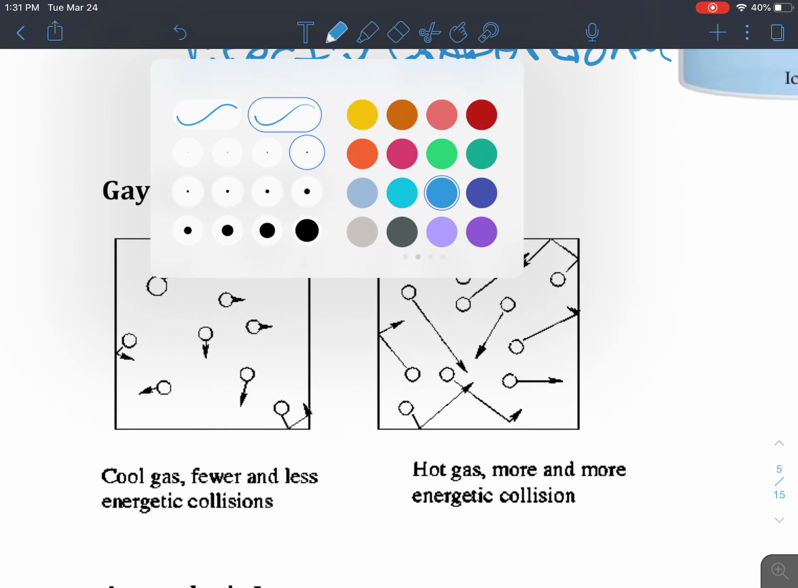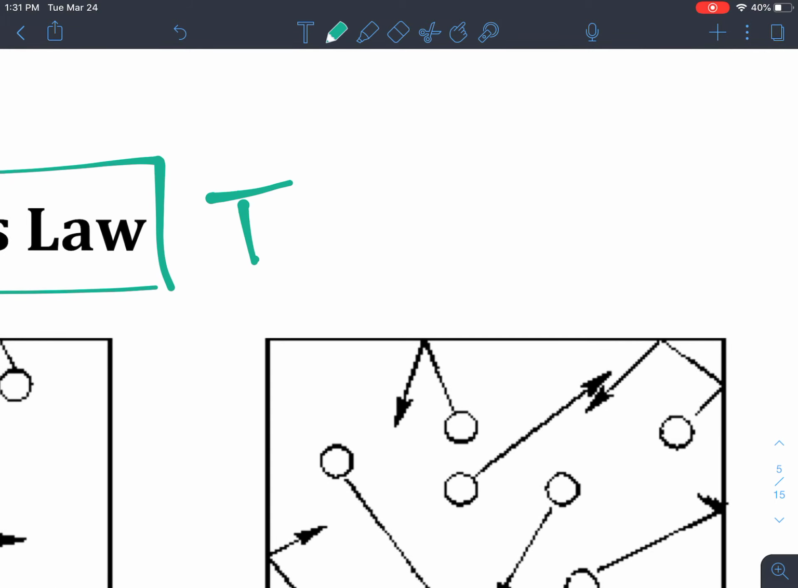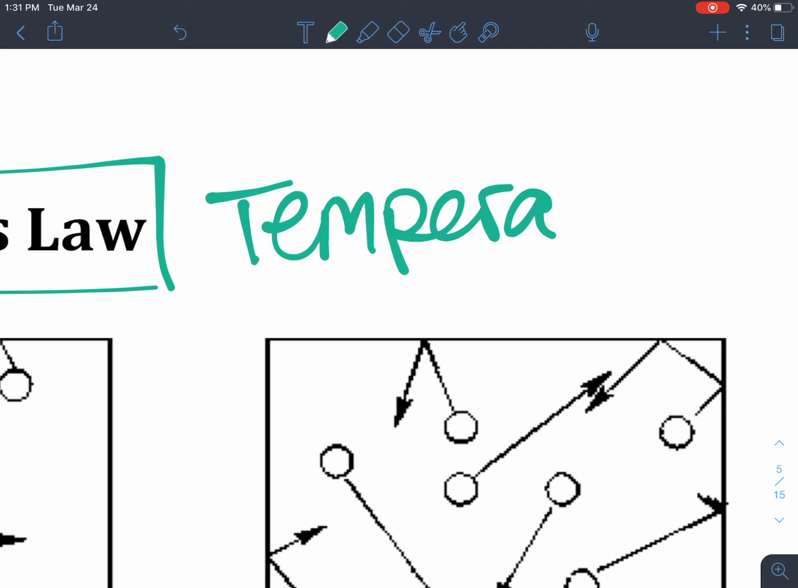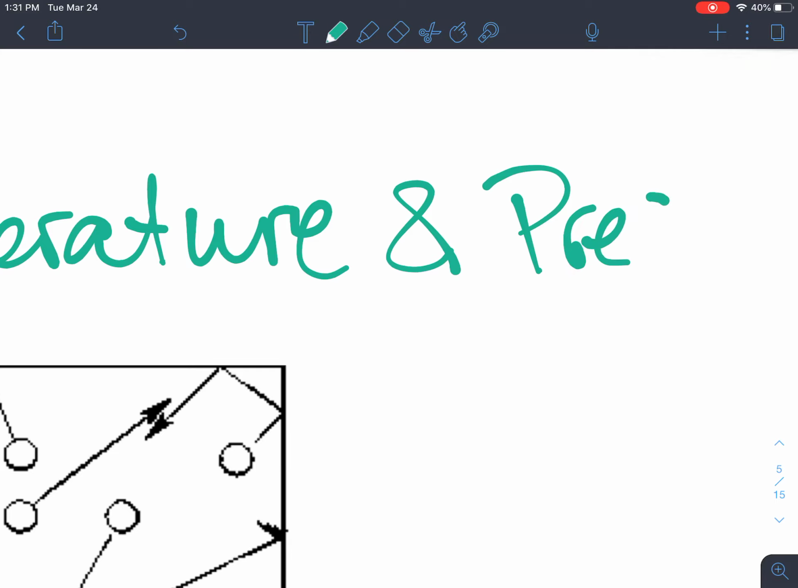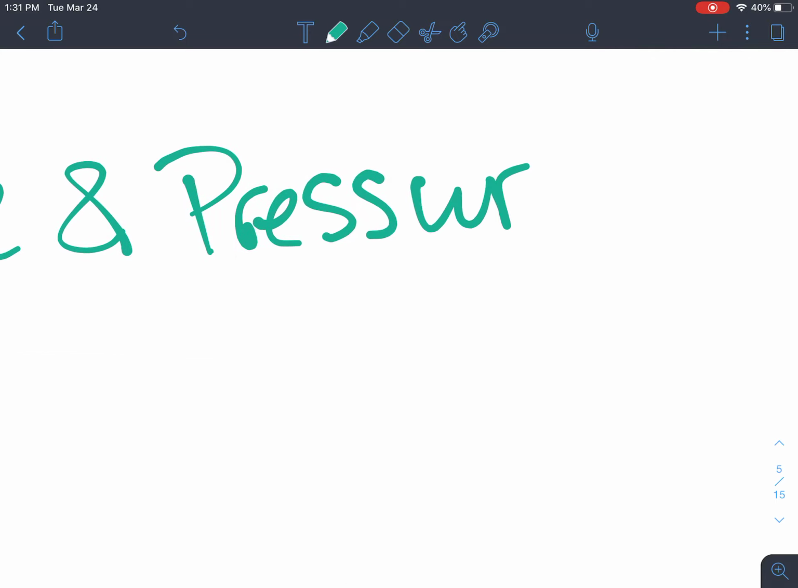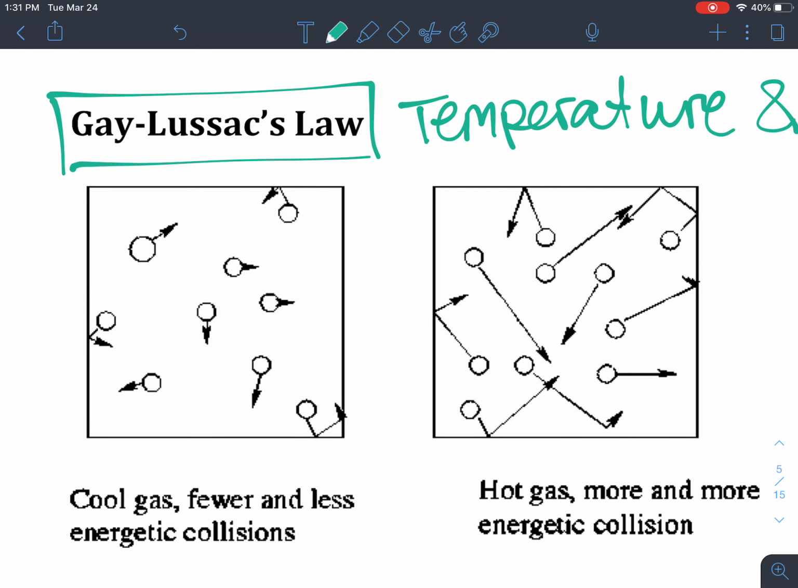Gay-Lussac's law is next. And he studied the relationship between temperature and pressure. And we'll take a look at this image on your page. So if you take a look at the left-hand side, there are particles moving around in this container. And at the bottom, it does say cool gas there.